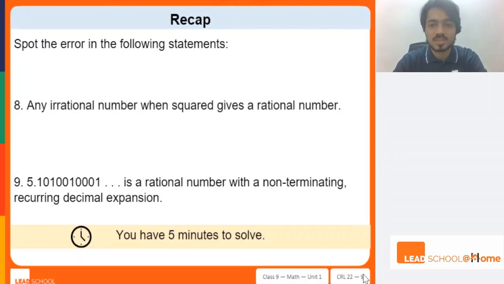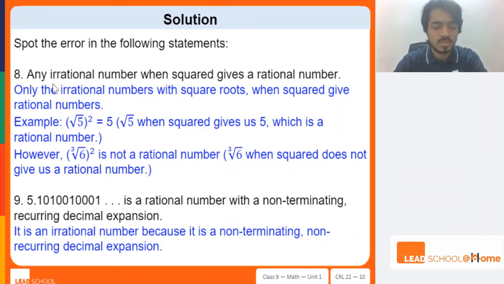Let us discuss the answers to these questions. The first statement is any irrational number when squared gives a rational number. Now only the irrational numbers with square roots when squared give rational numbers. For example, square root of 5. If we square it, we get 5. So square root 5 when squared gives us 5, which is a rational number. However, cube root of 6, which is an irrational number, if we square it, we do not get a rational number. So this is the error here. Only the irrational numbers with square roots when squared give rational numbers, not all the irrational numbers, right?